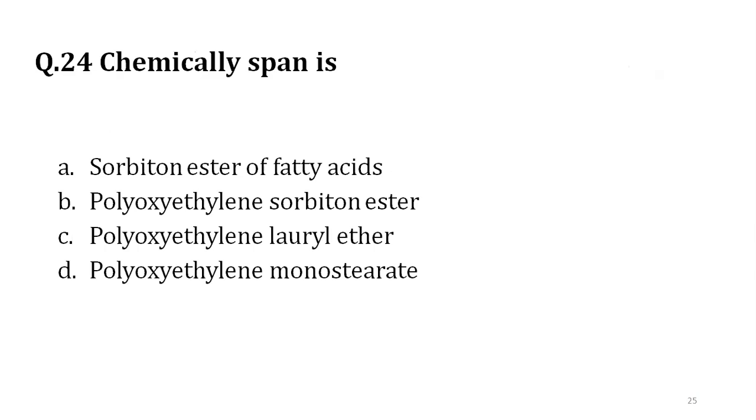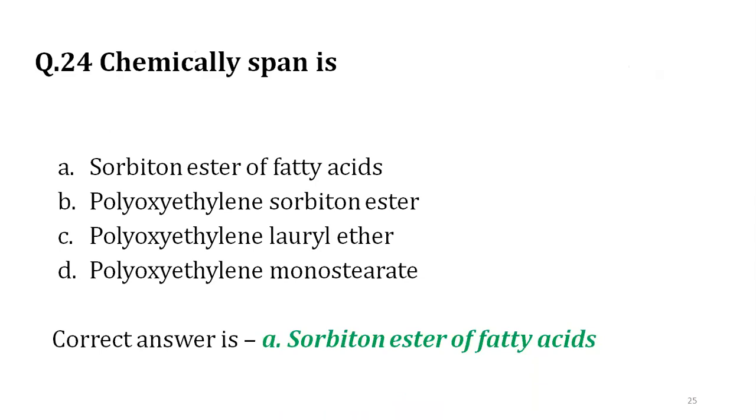Question number 24: chemically, Span is. Again, you have to remember the chemical nature of the most commonly used surfactants, like Span, Tween, Brij, and Myrj. The first option is sorbitan ester of fatty acids. Option B, polyoxyethylene sorbitan ester. C is polyoxyethylene lauryl ether, and D is polyoxyethylene monostearate. So the correct option is A, sorbitan ester of fatty acids. This is Span. Option B is the chemical name of Tween. Then C, polyoxyethylene lauryl ether, is Brij. The last, polyoxyethylene monostearate, is Myrj 45.